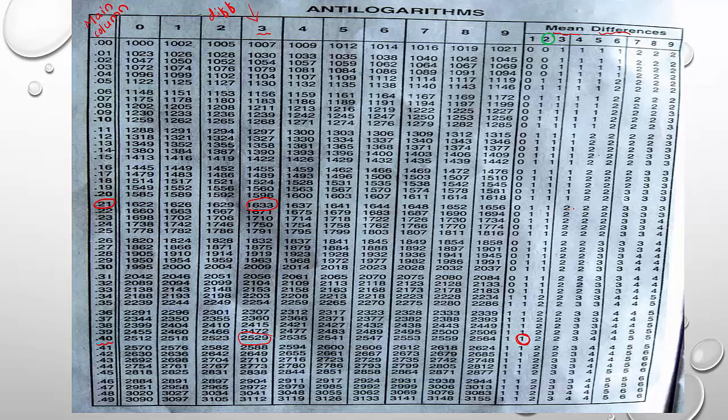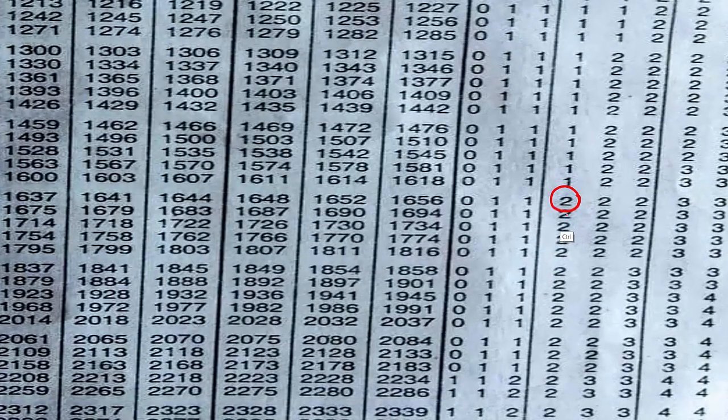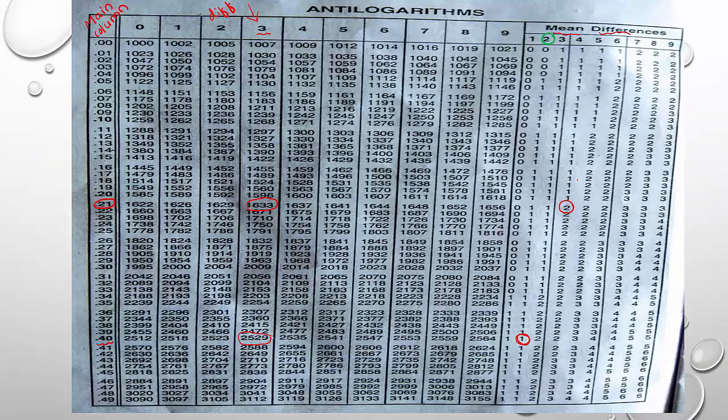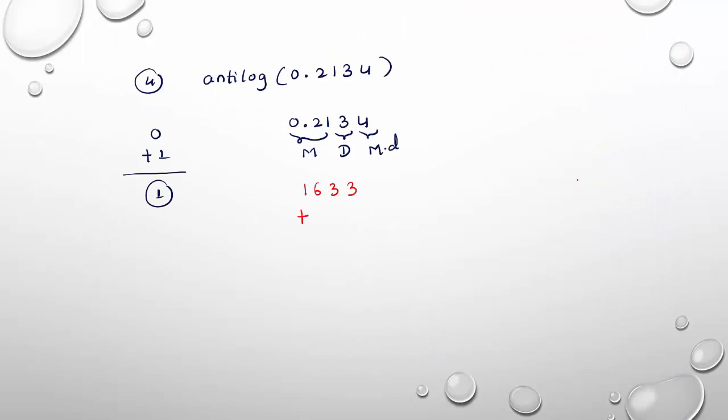0.21 at 4. Mean difference at 4 means we have the number 2. Here it is 4. Observe vertically. Now we got the number 2. This is the mean difference column. We have the number 2 for 4 in the mean difference column. So we have to add plus 2 here. So now we got 1635. Now tell me how you are going to write the final answer. 1635 is the mantissa, but the characteristic is 1. So 1 point we have to move here. After 1 digit I am going to write the decimal point. 1.635 is the final answer.